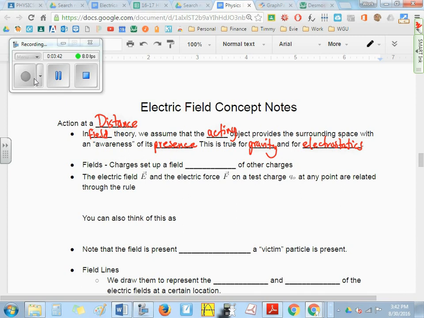The idea is this: mass sets up a gravity field, and charges set up an electric field. Let's talk about charges, since this is the E&M class. The charges set up a field completely independent of other charges. I like to think of a field as sort of the aroma of a force, or I should say, the aroma of a charge.